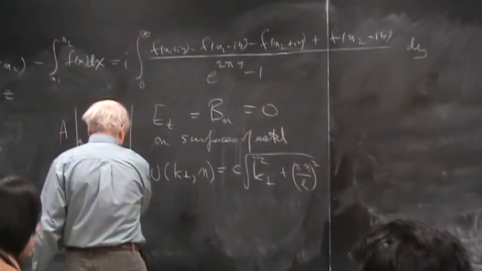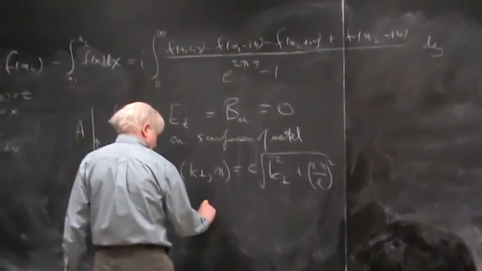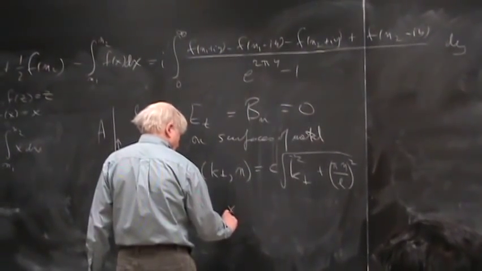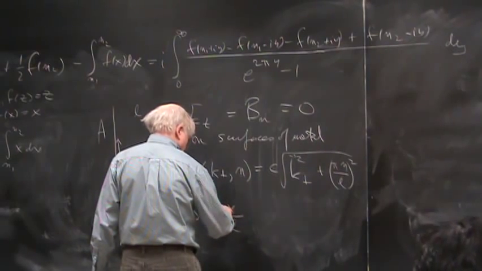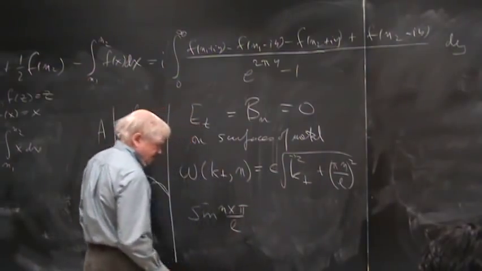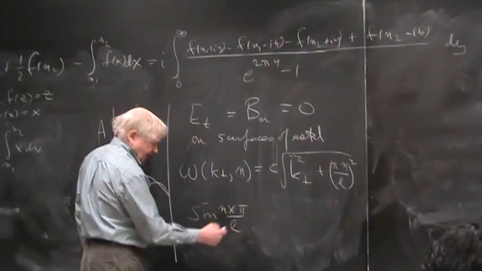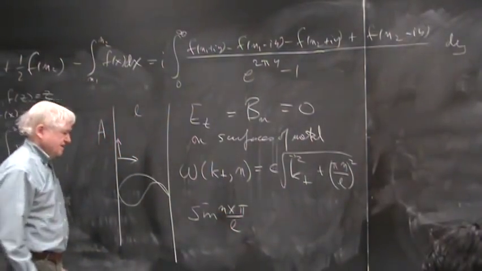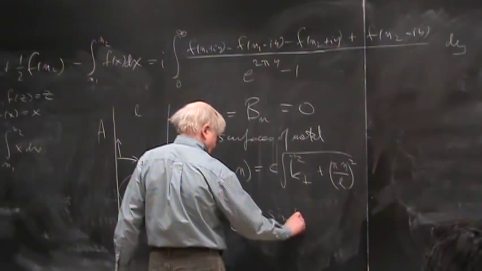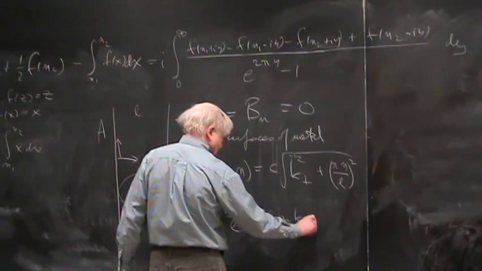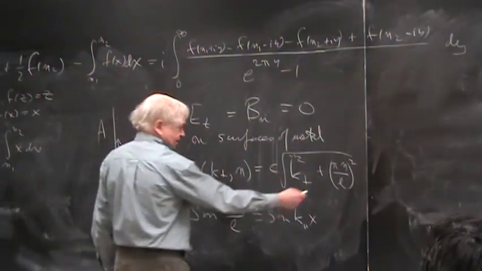So the idea is that this function here is then sine of x over L times n pi. When n is equal to 0, of course it vanishes. When x is equal to L, it's n pi, and it also vanishes. And so we say that's sine of k sub n x, where k sub n is pi n over L, which is what we've got here.